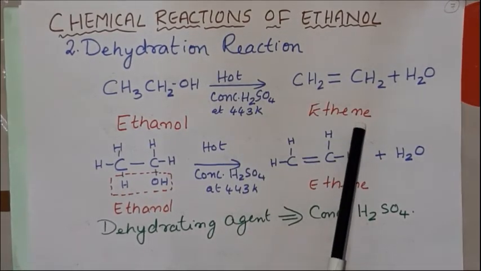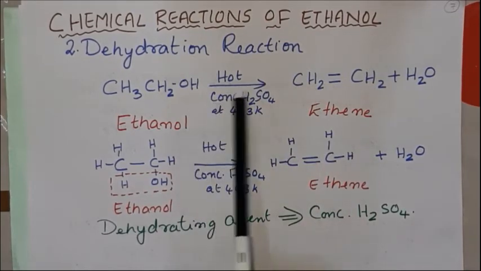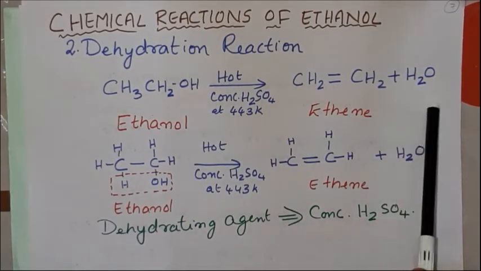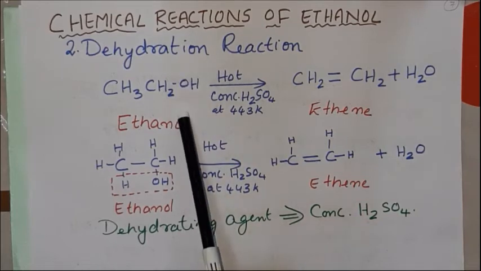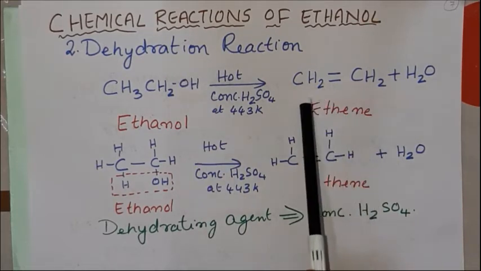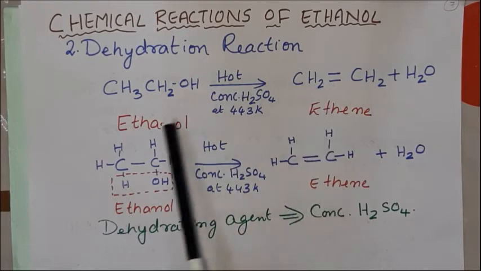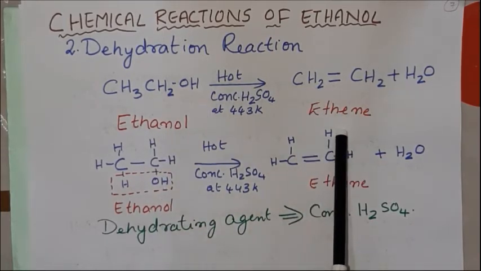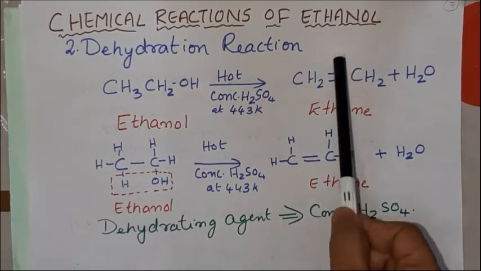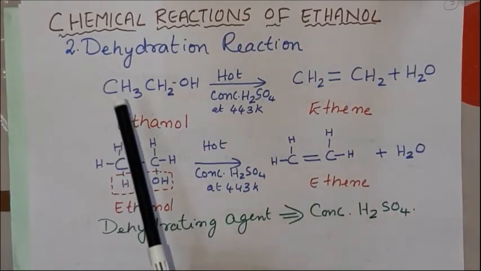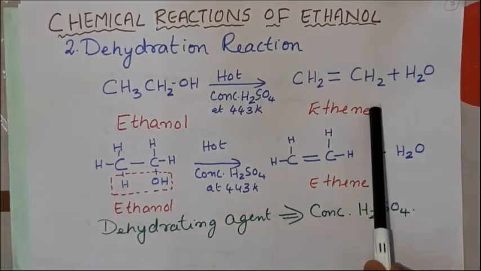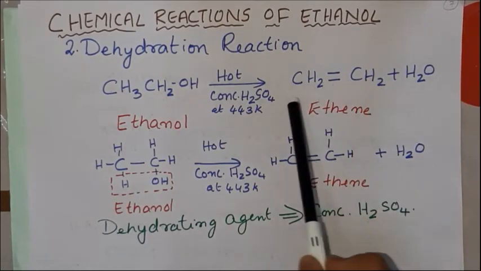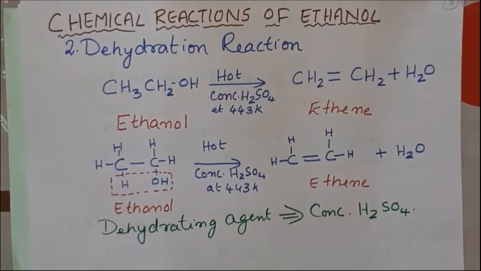Now what happens in this case is a molecule of water is eliminated from ethanol and the product is an unsaturated hydrocarbon. If you have taken ethanol, you will get ethene. There is an unsaturated product, so the conversion of an alcohol to an unsaturated hydrocarbon by adding hot concentrated sulfuric acid at 443 Kelvin is called dehydration reaction.